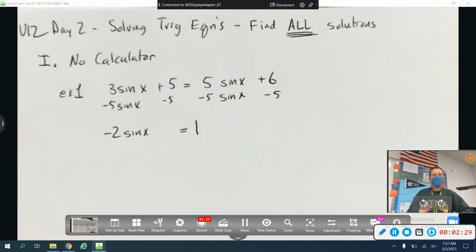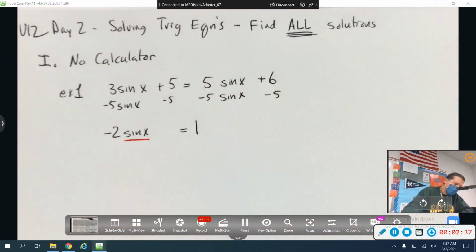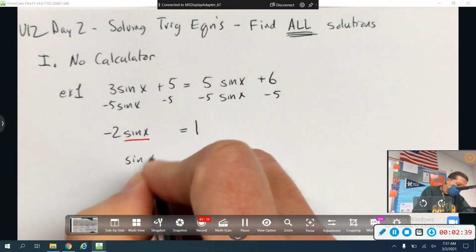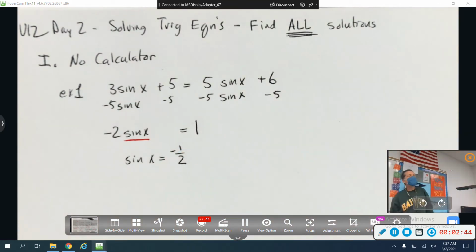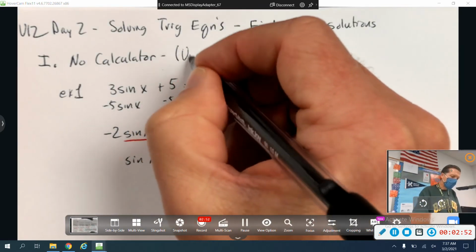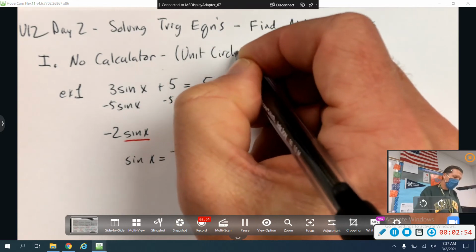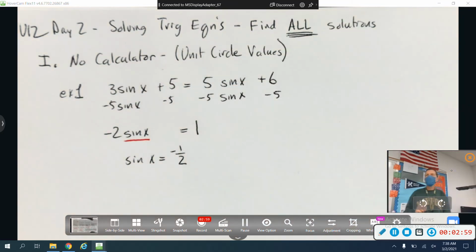equals 1. And then we want sine of x by itself. So if we divide by negative 2, sine of x equals negative 1/2. And, maybe I should have said this, because we don't have a calculator, all our answers are going to be unit circle values. All right, we're going to end up with an answer that we can get without a calculator. So it has to be from the unit circle.